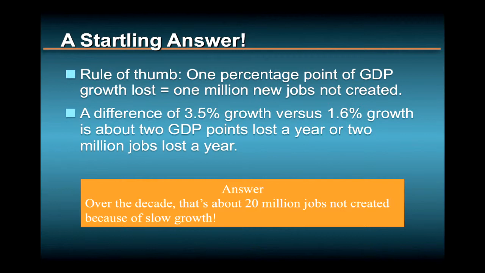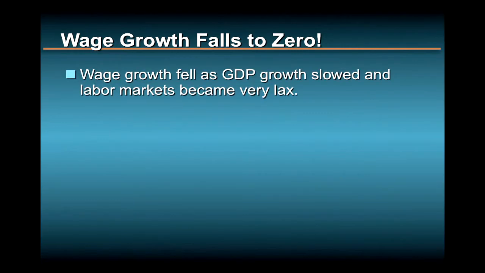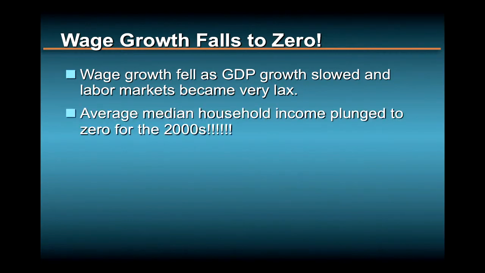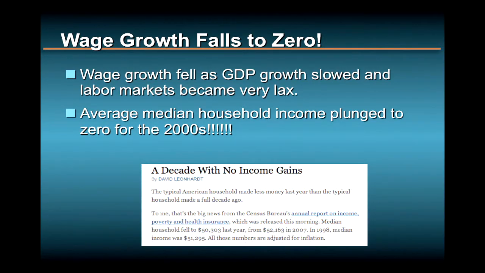Not coincidentally, that was about the same amount America needed to bring its unemployment rate back down to its natural rate. It wasn't just slow GDP growth plaguing the economy. Wage growth would fall dramatically as well. In fact, average median household income, the best measure of income growth, plunged to roughly zero during the 2000s after growing close to 2% a year in the previous 2 decades.